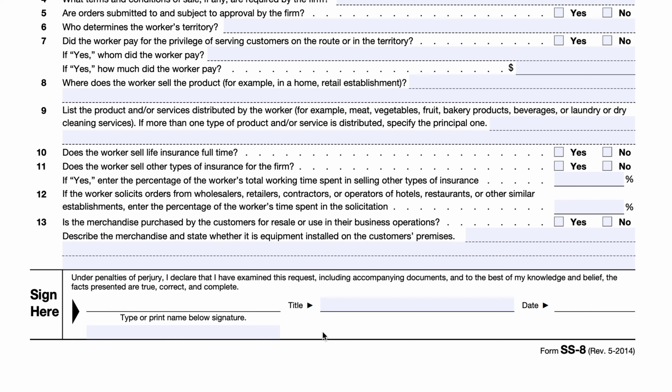Some frequently asked questions include, how long does it take to process Form SS-8? As I was going online, I've seen anywhere between 3 and 6 months. So this is not a quick turnaround process. You may be able to appeal to the IRS for an upfront determination, but the first step in this is completing the Form SS-8.